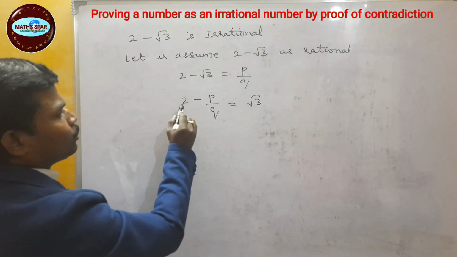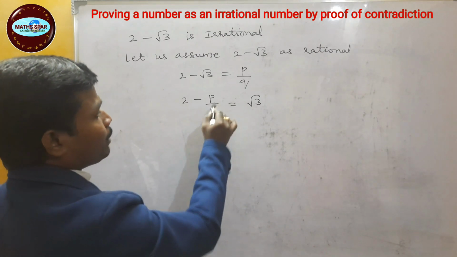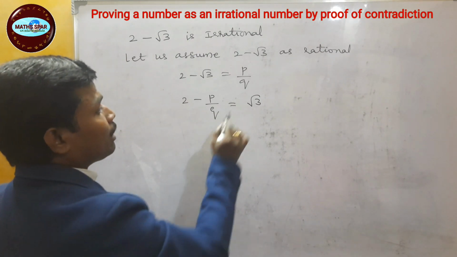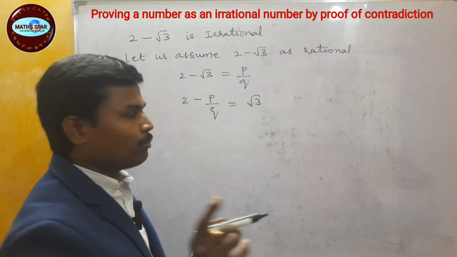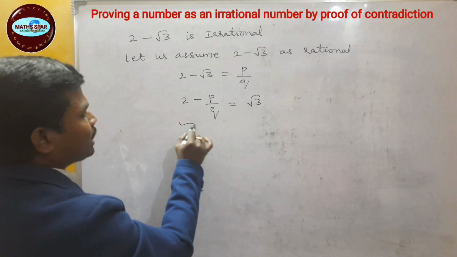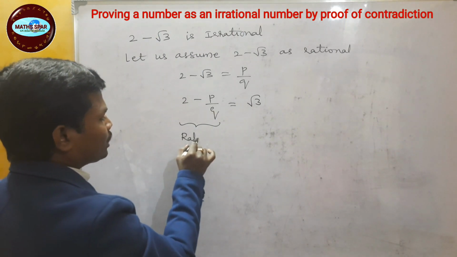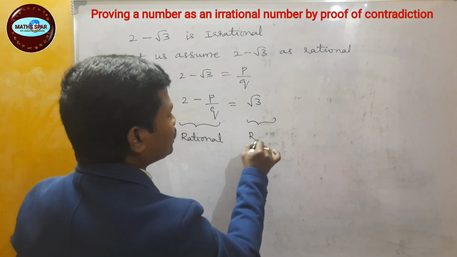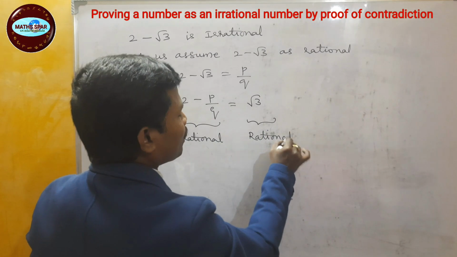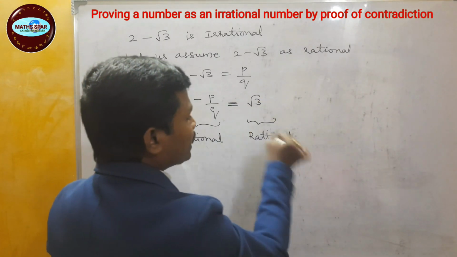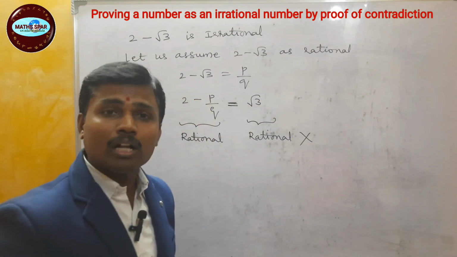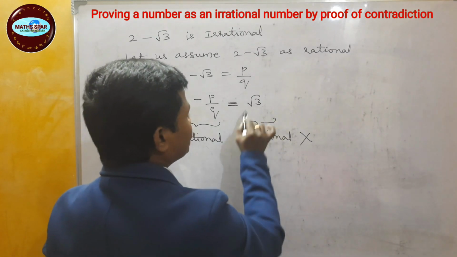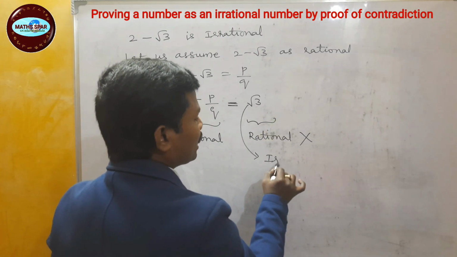That says that now 2 is a rational number, p by q is a rational number, and root 3 is an irrational number. But here this says that this is a rational number and this is also a rational number. But root 3 is rational is false. Root 3 is irrational.